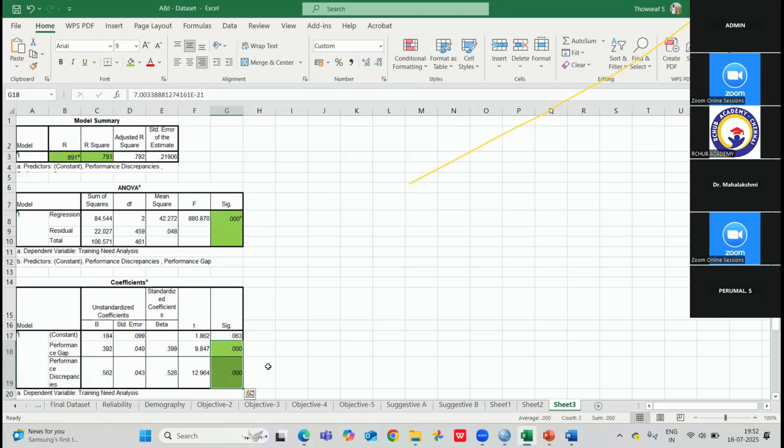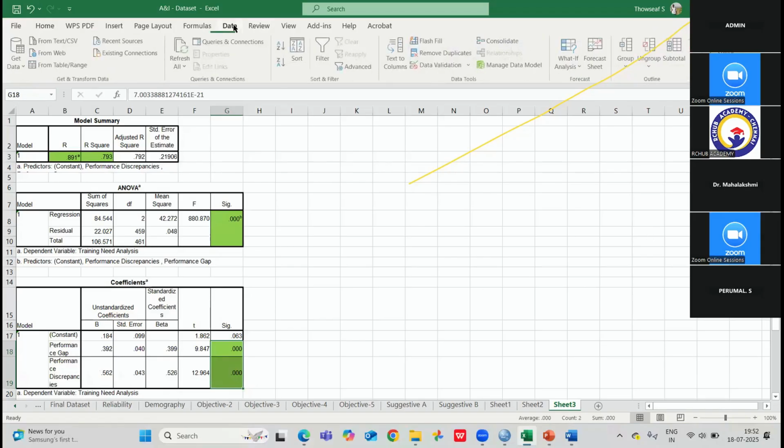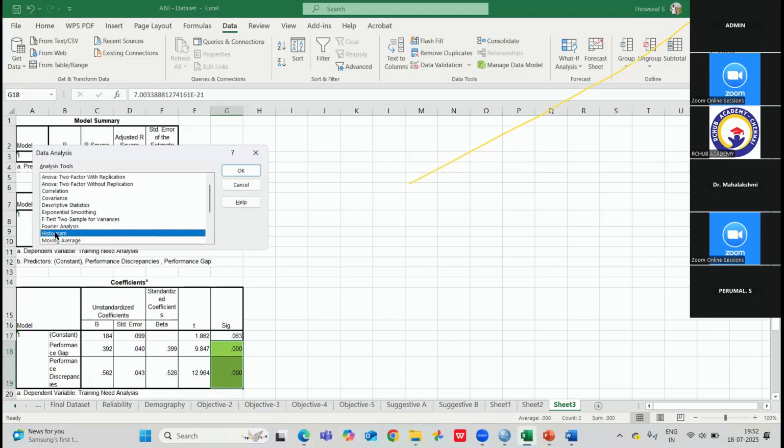Whether the output is produced through SPSS or PSPP or AMOS or eViews or any software, even if you do the analysis with the Data Analysis Solver, you can perform histogram, regression analysis, correlation analysis. Everything will produce the same output only.